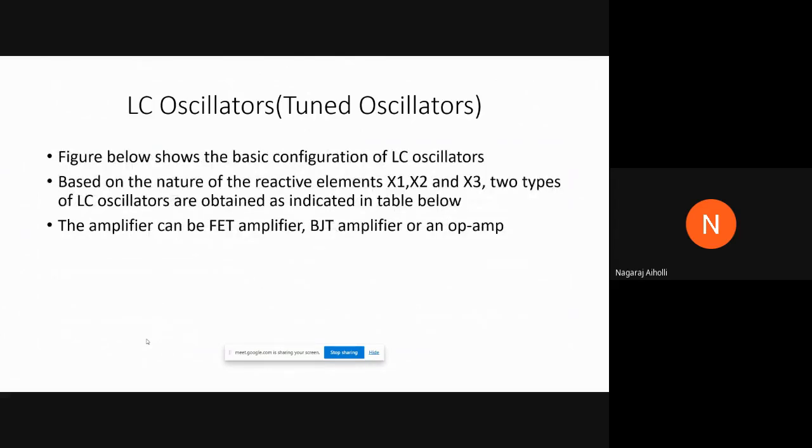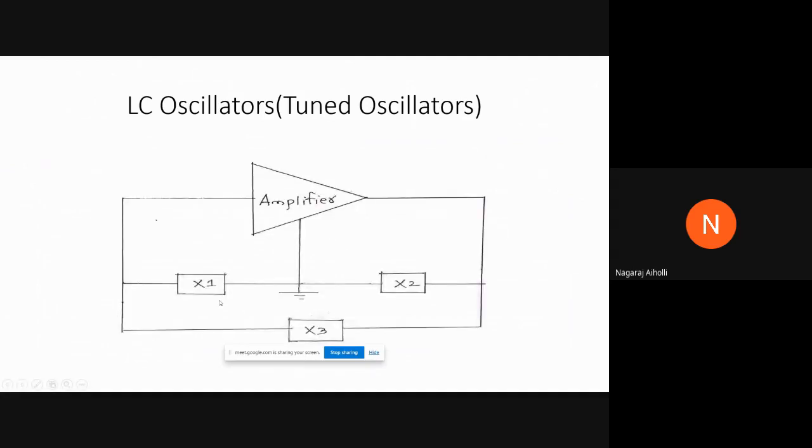The basic configuration of the LC oscillator is shown here. This is the amplifier, and this is the feedback path, which consists of the parallel combination of X1, X2, and X3, and hence it is called a parallel LC oscillator circuit. Depending on the nature of X1, X2, and X3, you have two types of oscillators here.